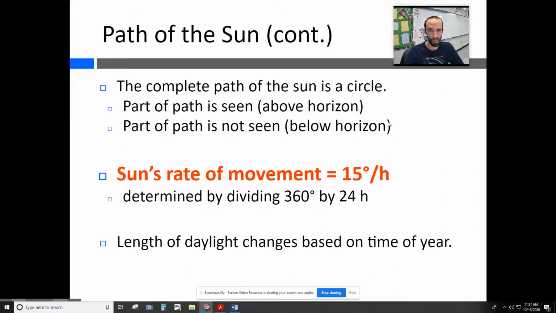Now, the important thing is the path of the sun around us is really a complete circle. And what we see is when it's daytime, when it's above the horizon. And what we don't see is during the nighttime, obviously. Okay, and the rotation rate, this is also an important fact, the rotation rate is 15 degrees for every hour. And that's because the Earth is spinning, right? And there's 24 hours in a day, and we spin all the way around once in a day. 360 degrees divided by 24 will give you 15 degrees per hour. And therefore, we see things move across the sky at a rate of 15 degrees per hour.